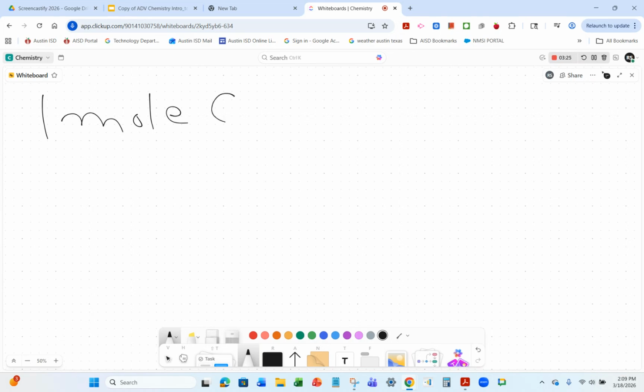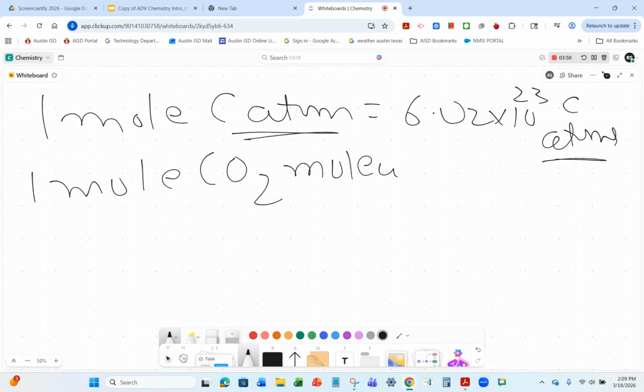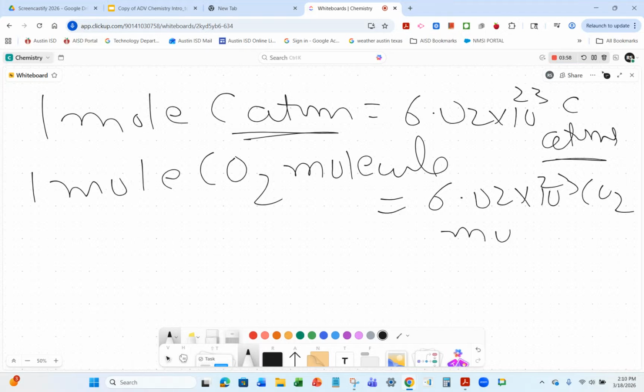One mole of, let's say, carbon atom is equal to what? 6.02 times 10 raised to the power 23 carbon atoms. This is very important. I call them its units. Whatever you're using on the left hand side should be on the right hand side. One mole of carbon dioxide molecule is equal to what? 6.02 times 10 raised to the power 23 carbon dioxide molecules. I use molecule here, and molecules on the right hand side.